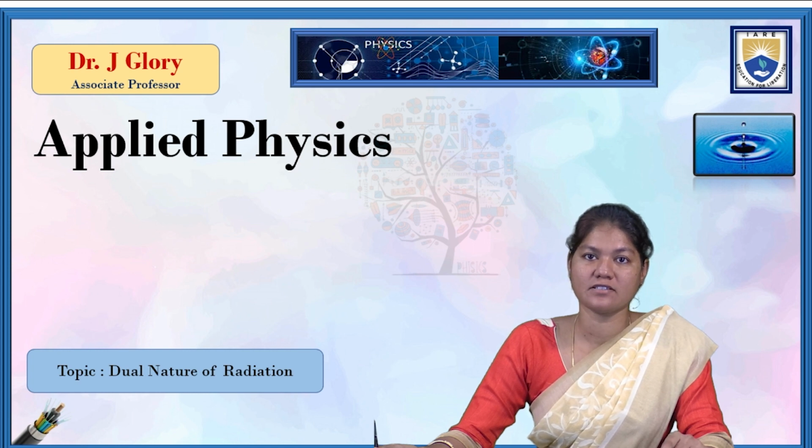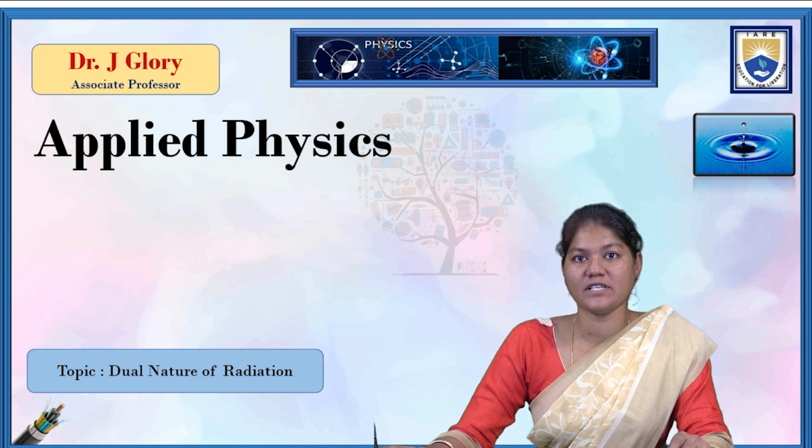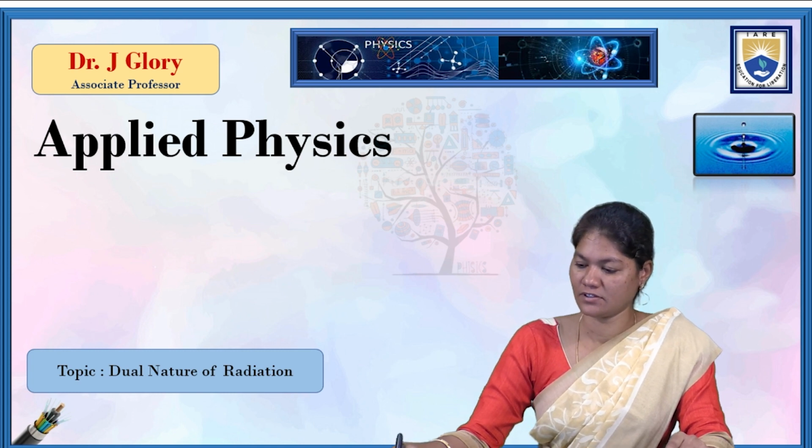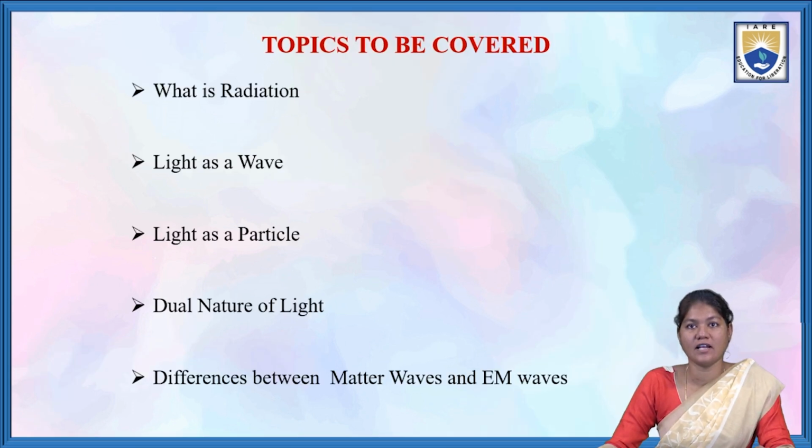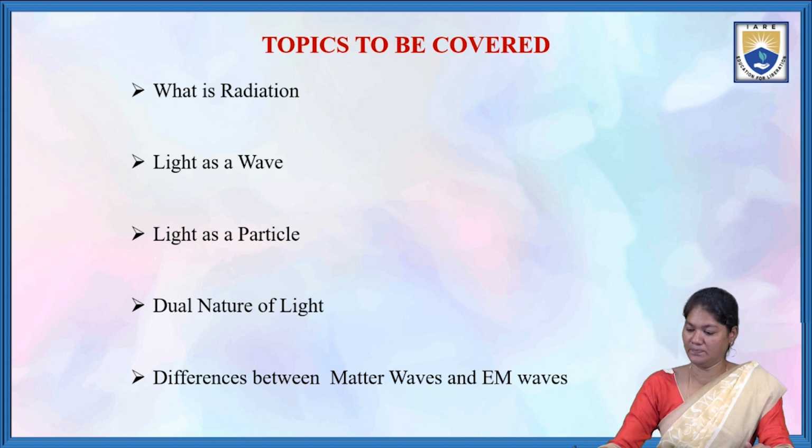Today, our topic is dual nature of radiation. Here, the topics that we are going to cover are: what is radiation, light as a wave, that is the behavior of a wave, and then light as a particle, dual nature of light, and then differences between matter waves and electromagnetic waves. These are the topics that we are covering in this session.